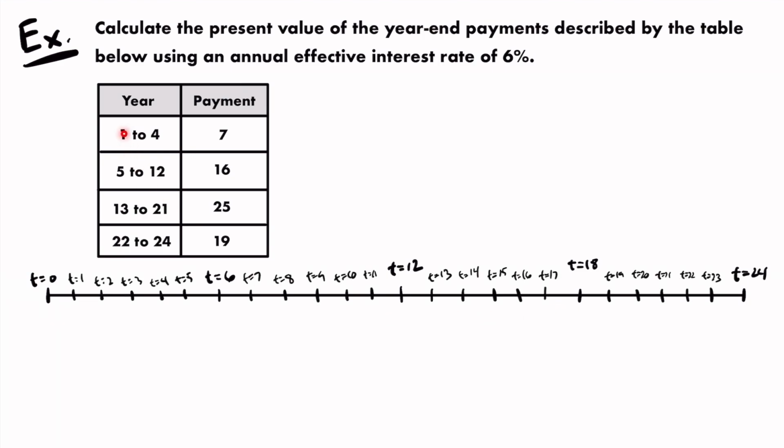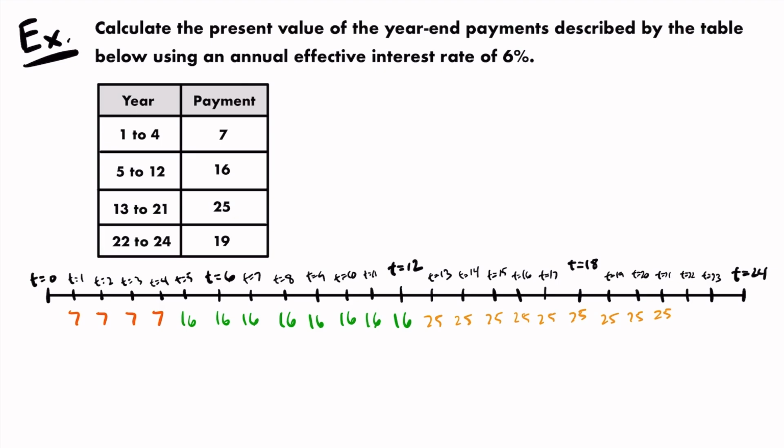Now to fill in our payments from years 1 to 4, we have $7 payments. So we have 7, 7, 7, and 7. Then from years 5 to 12, we have $16 payments. So 16, 16, 16, 16, 16, 16, 16, 16. Then from years 13 to 21, we have $25 payments. So we have 25, 25, all the way up to year 21.